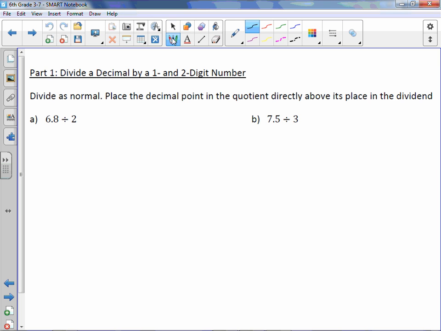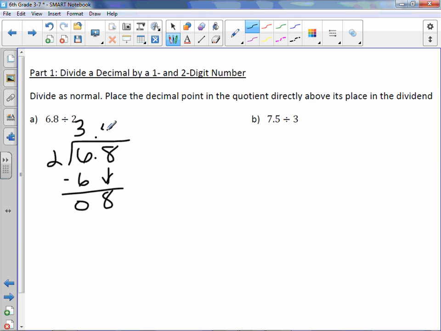So here we have 6.8 divided by 2. 6.8 goes in the box. That decimal point, we can carry it right up to our quotient, and that's where it'll go. And from here on out, we can divide as normal. 2 goes into 6 3 times. 2 times 3 is 6. Subtract and get 0. Bring down the 8. 2 goes into 8 4 times. 2 times 4 is 8. Subtract and get 0. Our quotient is 3.4.